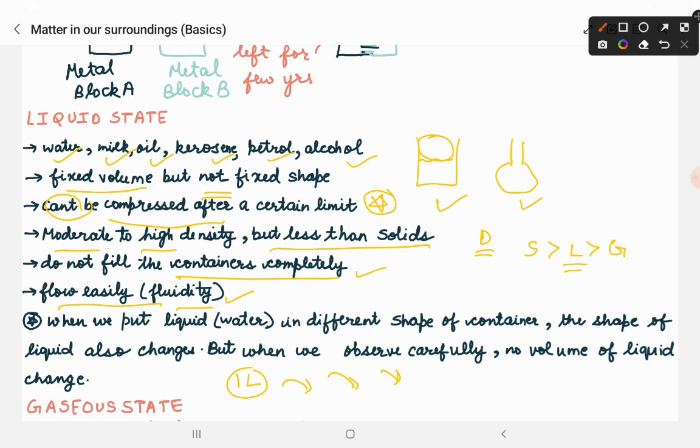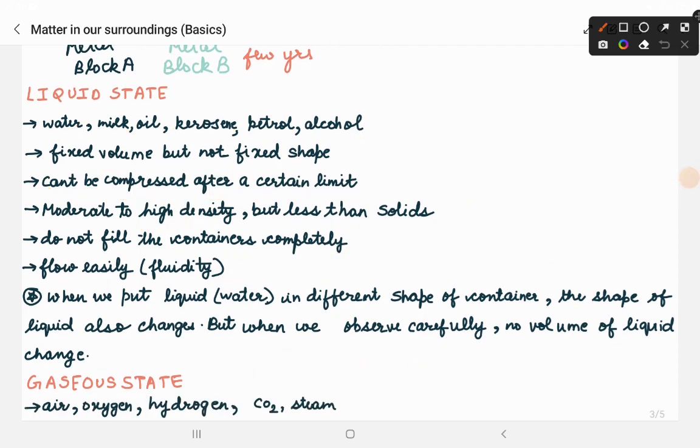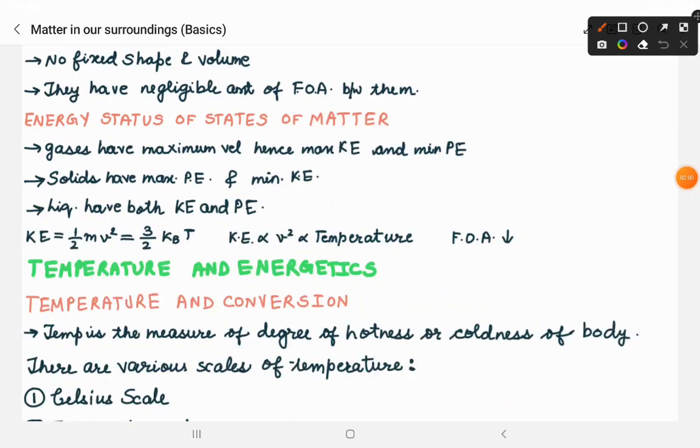Now let us talk about the next state, that is the gaseous state. In the gaseous state, first of all, let us see the examples: air, oxygen, hydrogen, carbon dioxide, steam are the common examples of gaseous state. Now let us see the properties of gases. The properties of gases are that they do not have any fixed shape as well as volume. So this is a very important thing.